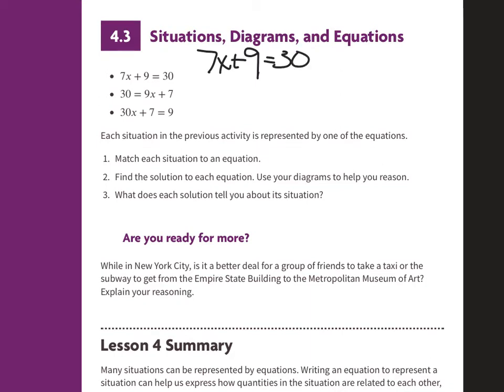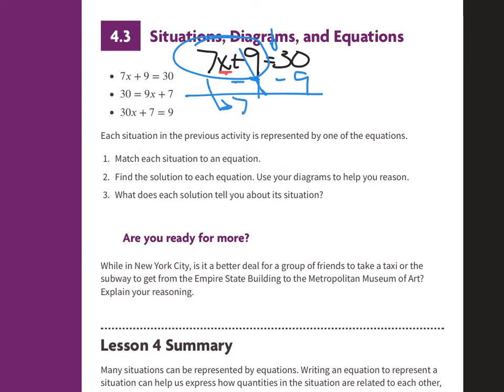Remember, our whole goal is to get the variable by itself. So we only care about things that are on the same side of the equal sign as the x. We don't care about the 30 right now. We only care about the 7 and the 9. We first get rid of the number not with the x. The 7 is right next to the x, the 9 is not, so we're going to get rid of a plus 9. To get rid of a plus 9, we subtract 9.